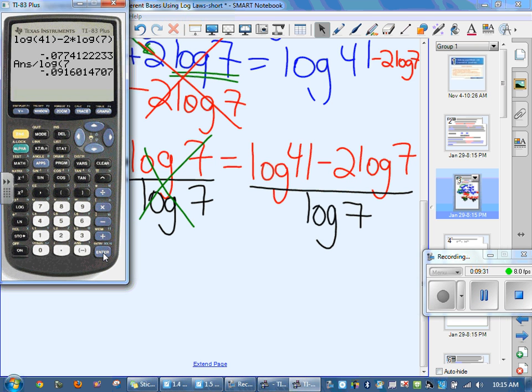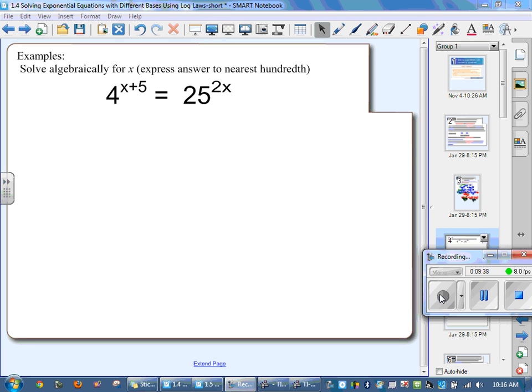Okay, take a look and make sure you follow those steps. Okay, let's take a look at this one. When you take a look at this one, you're going to notice there is x on both sides. I start the exact same way though. So all I've got to do is write the word log in front of both of them. Okay, I've written the word log in front of both.